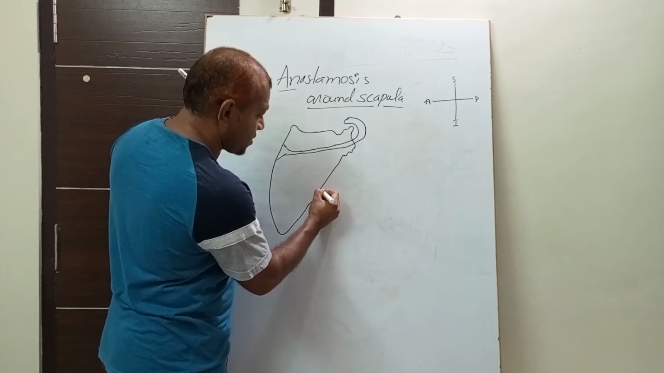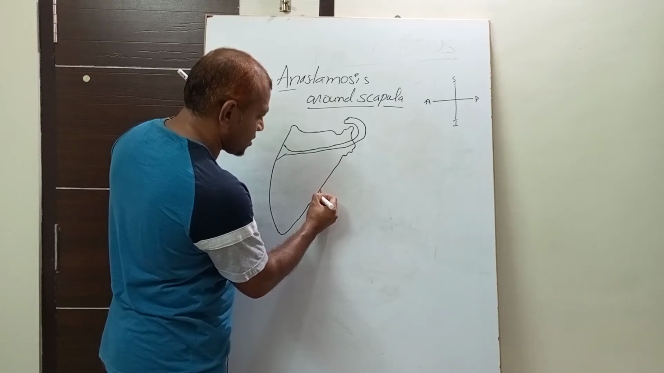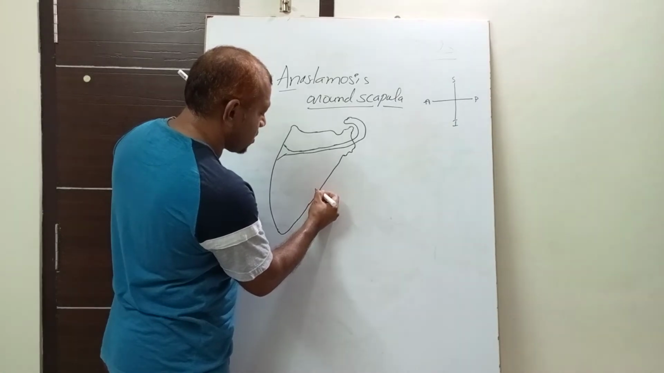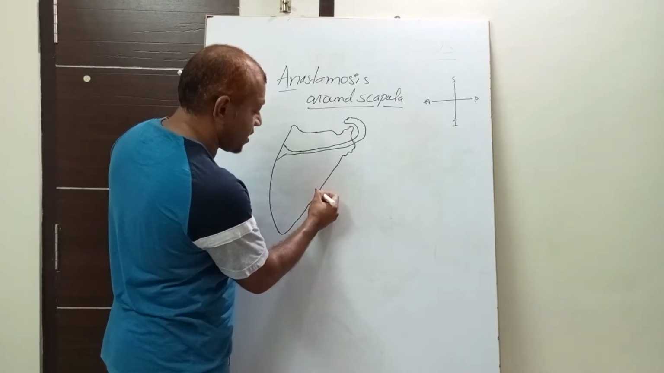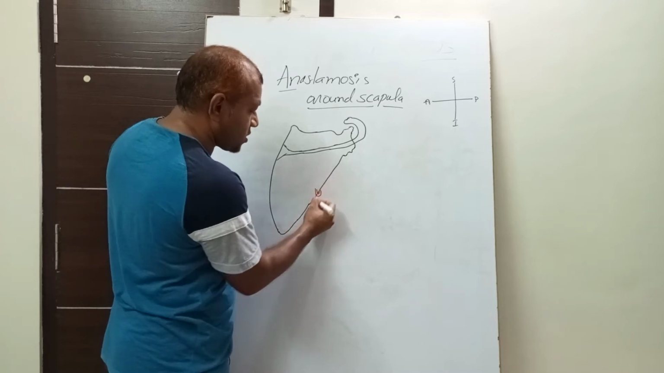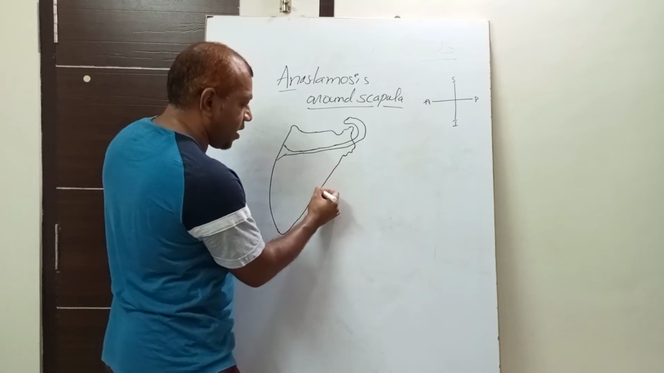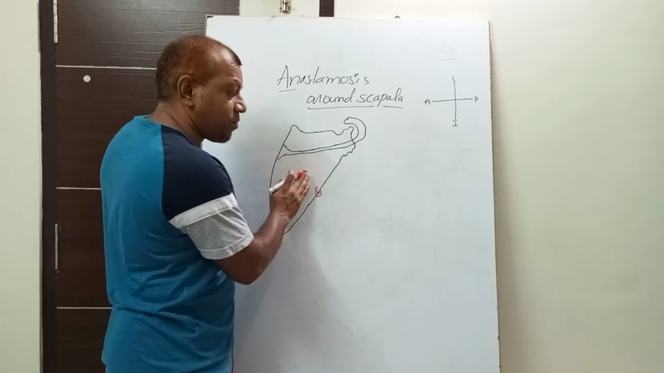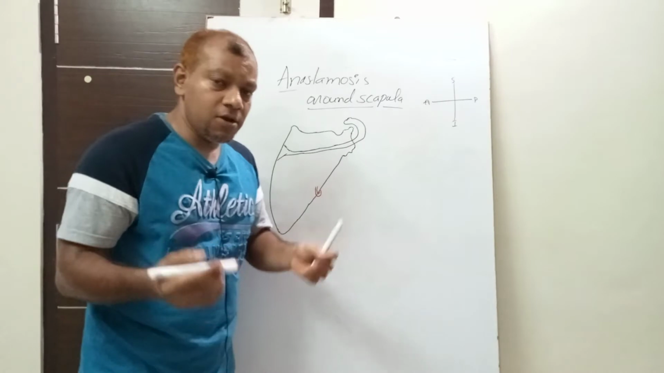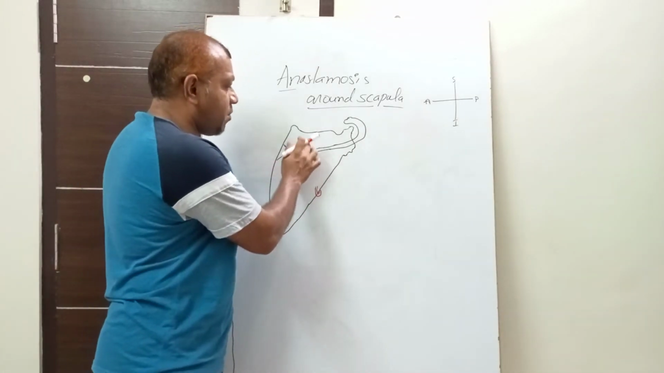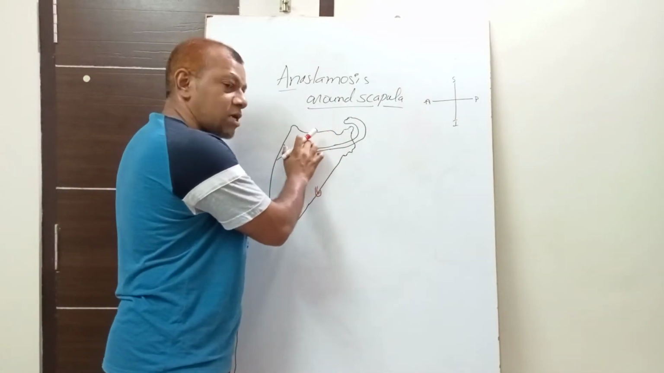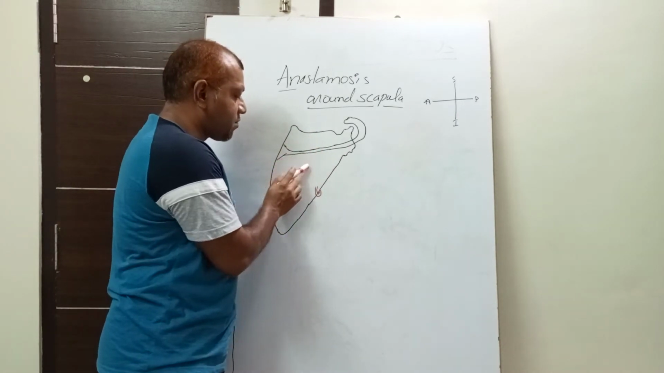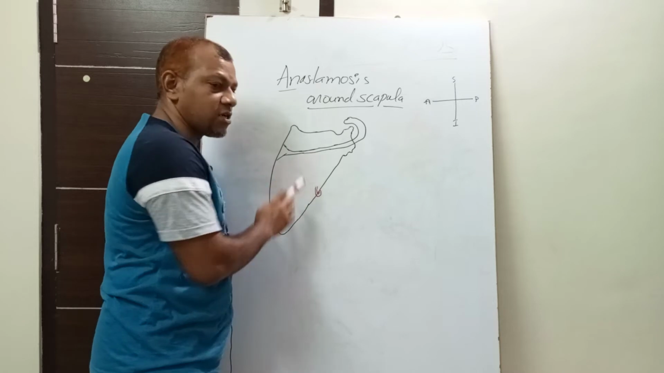The circumflex scapular artery runs posteriorly, crosses the lateral border of the scapula, extends upwards and reaches the dorsal surface of the scapula. As you all know, the depression above the spine of the scapula is called the supraspinous fossa, which gives attachment to supraspinatus. Below the spine of the scapula, it gives origin to the infraspinatus muscle.